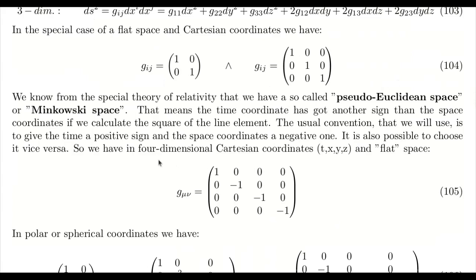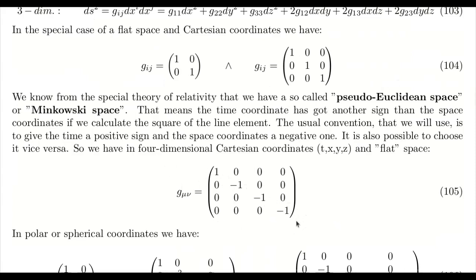But we know from the special theory of relativity that we live in a so-called pseudo-Euclidean space, also called Minkowski space. That means that the time coordinate has another sign than the space coordinates. The normal convention is that the time coordinate is taken positive and the space coordinates are taken negative.